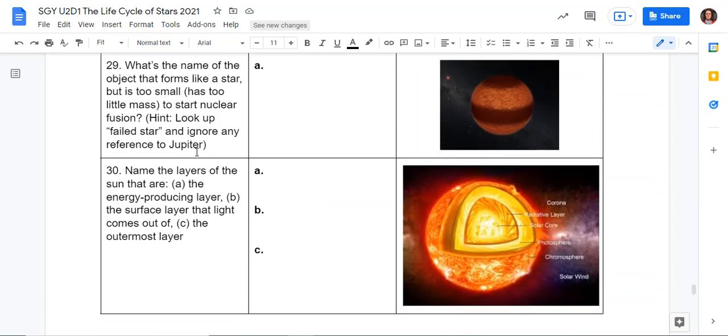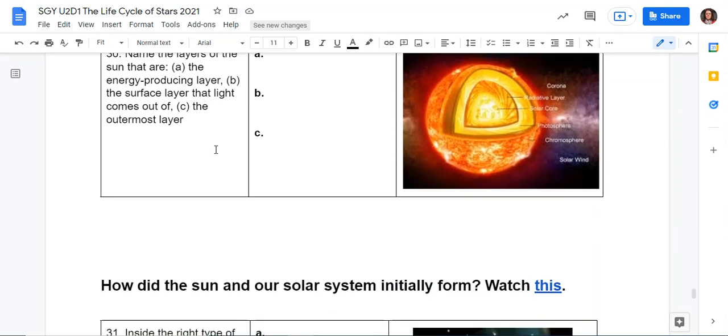29. What is the name of the object that forms like a star but is too small or has too little mass to actually start nuclear fusion? And we call those brown dwarfs. So they kind of are failed stars that never really get going. They never get their fusion engine running.